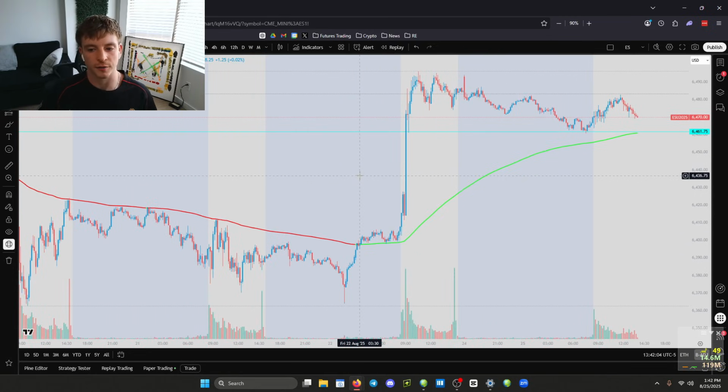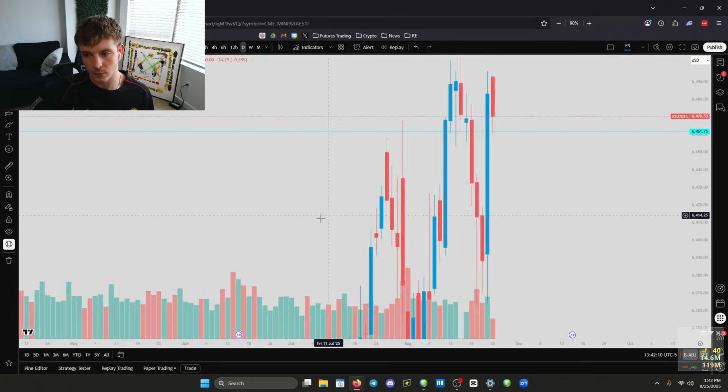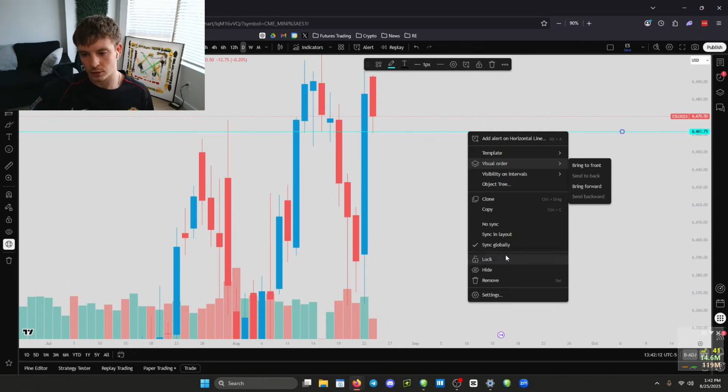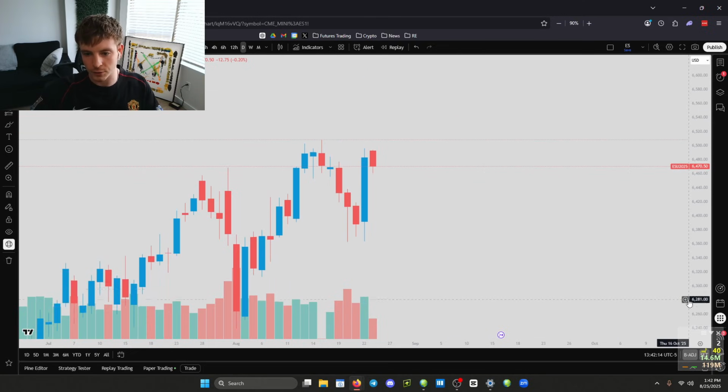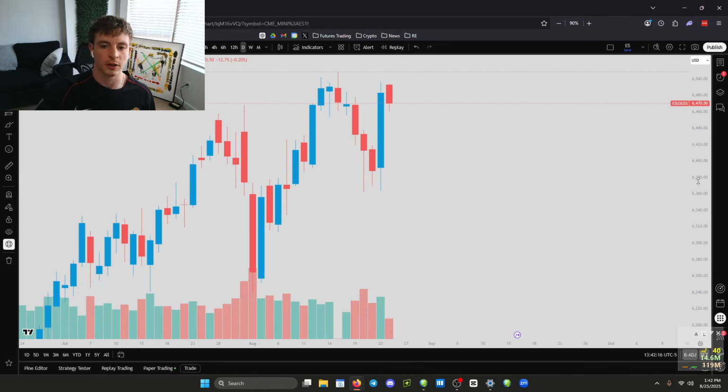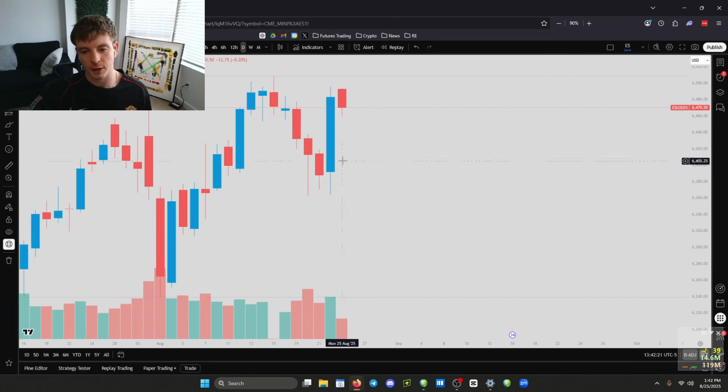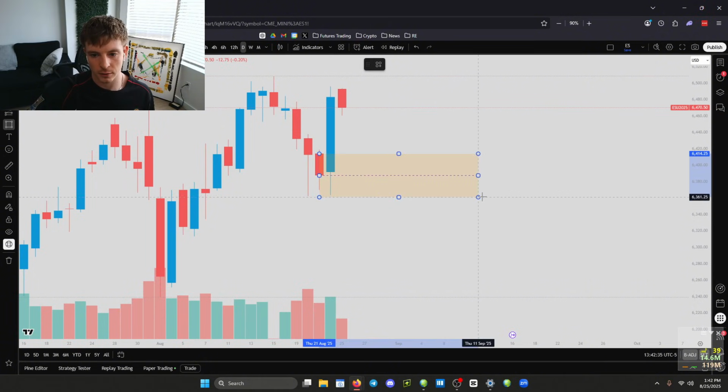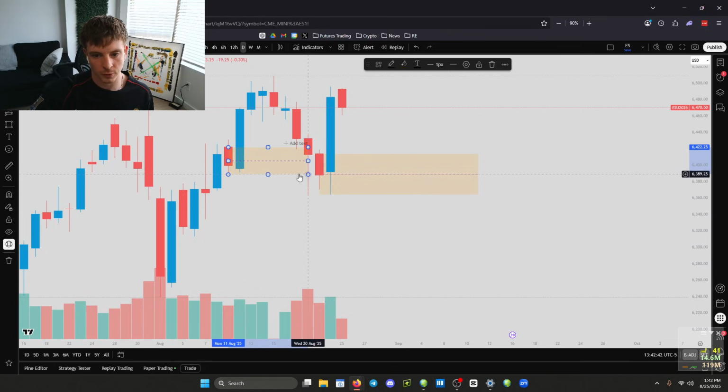Now the way you're going to find these is you're going to go from the top down, meaning I like to start at the daily. You're going to look for these levels on the daily chart, and then you're going to work your way down the time frames. Obviously, the higher time frame the level is, the more significant, or the more powerful, I should say, it will be. So boom, there's a pretty clear demand level right here, right? This could be a demand level. This could be a demand level.